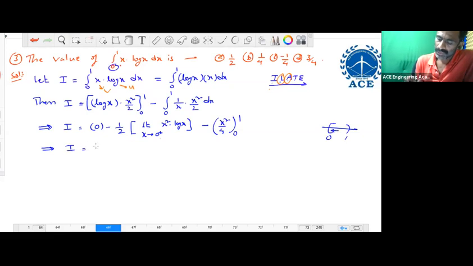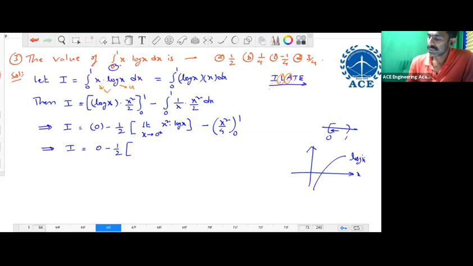I equal to 0 minus 1 by 2 into the limit. Suppose the base is a, base greater than 1, then log x is an increasing function. As x tends to 0 from the right hand side, the log function is going down. So that is why it is infinity only. This is minus infinity, this is 0. Finally, it is in the form 0 into infinity. If it is 0 into infinity, then apply the L'Hospital rule. According to the L'Hospital rule, already we know the method of evaluation of this form.